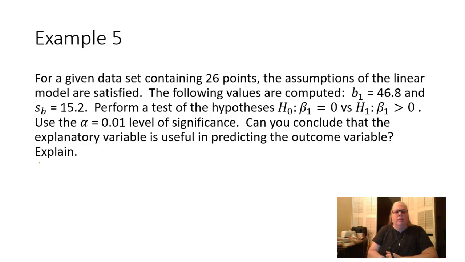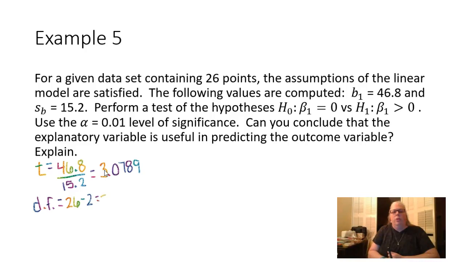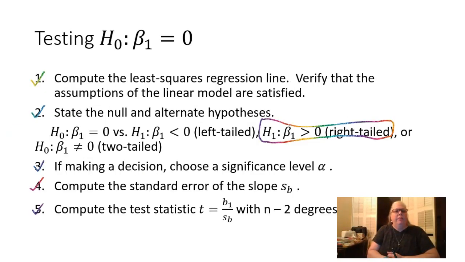Okay. The test statistic is our slope, 46.8, divided by the standard error, 15.2. And this is giving me 3.0789. The degrees of freedom, let's see, there are 26 points, so this is going to be 26 minus 2, or 24. All right, and that means we have completed step 5.